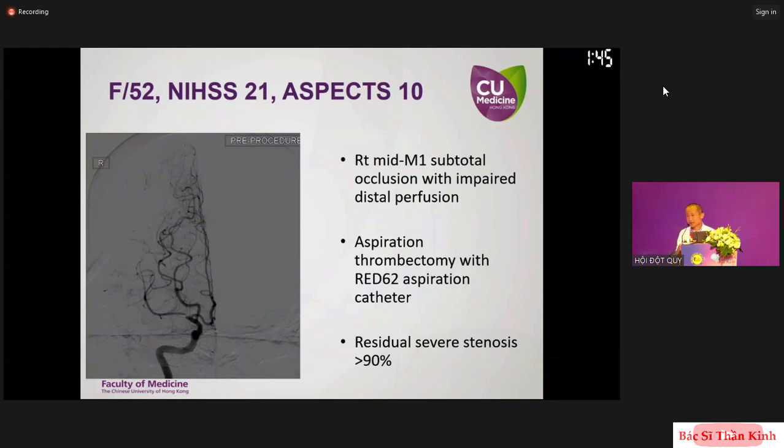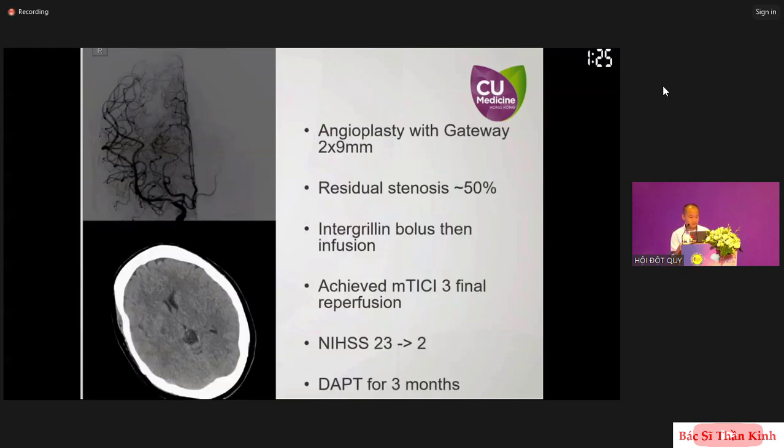So this is another patient, 52-year-old, with NIHSS 21, but full ASPECTS, 10. You can see a very high-grade stenosis there, and even with aspiration, there's still residual severe stenosis of over 90%. And the distal perfusion was very poor. So we performed angioplasty this time with a 2 millimeter Gateway balloon. The residual stenosis is about 50%. We didn't put in a stent because the patient did not have any antiplatelet before.